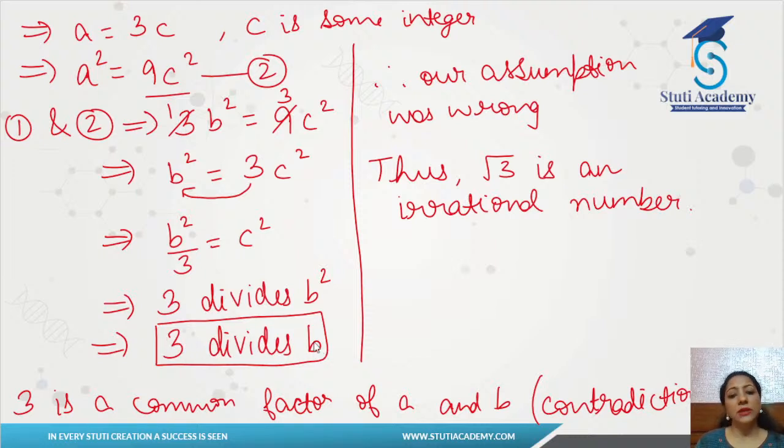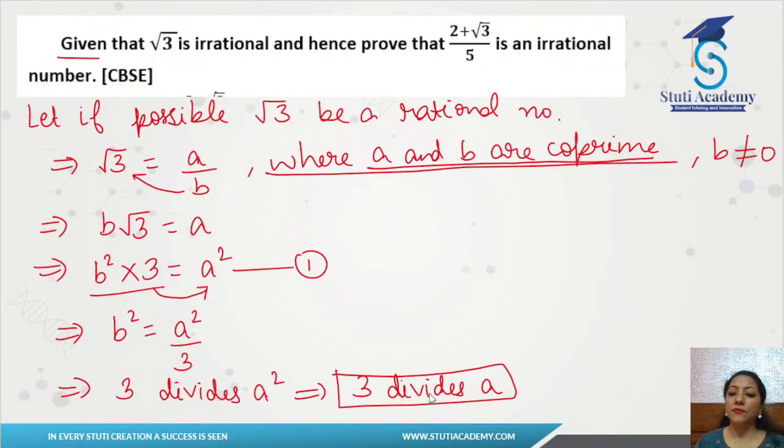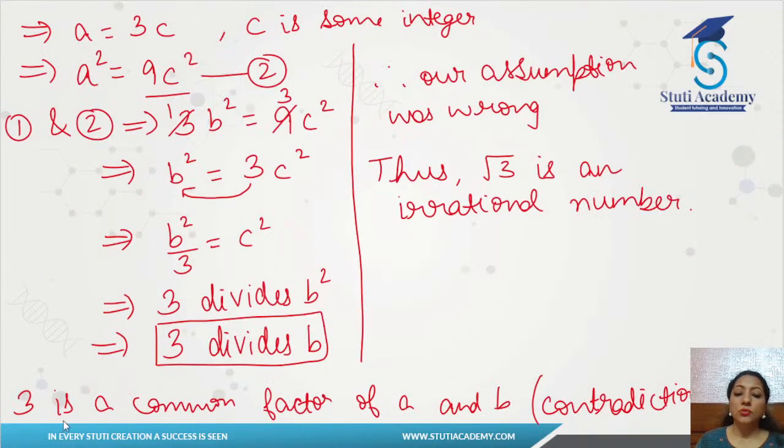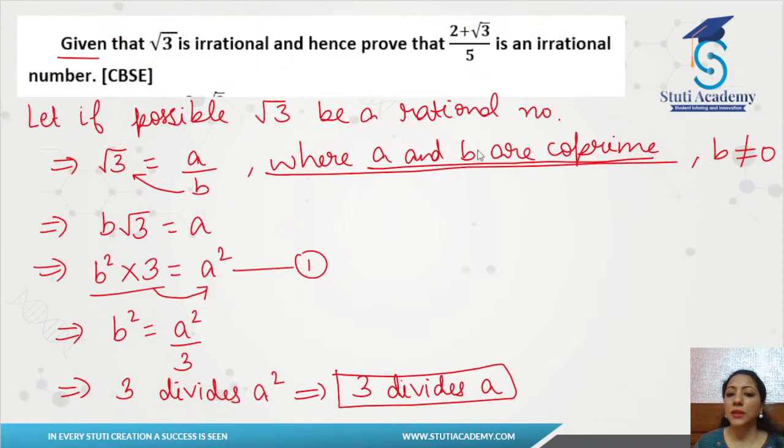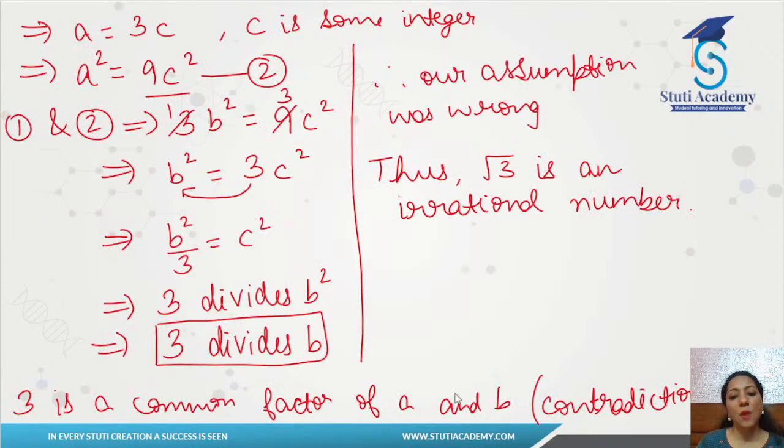Now here we have 3 divides B and here we have 3 divides A. So 3 is a common factor of A and B. 3 we have got as a common factor of A and B. But then right in the beginning we said A and B are co-prime numbers. That means they have only one as the common factor. No, nothing else except that. But then here we are saying 3 is a common factor of A and B. So this gives us a contradiction.